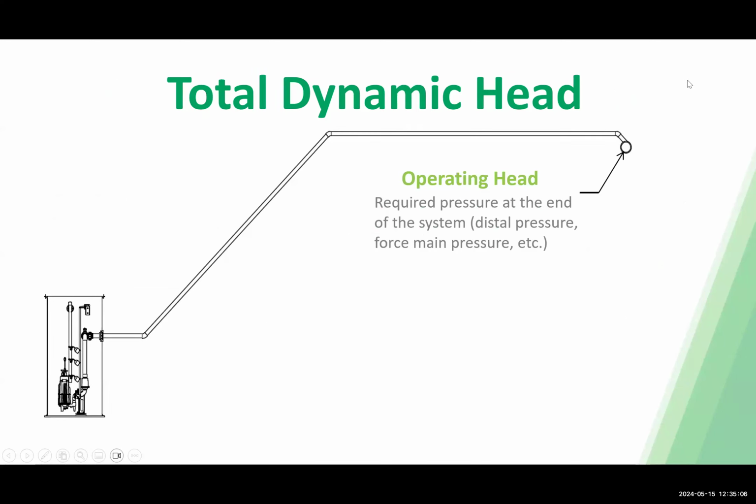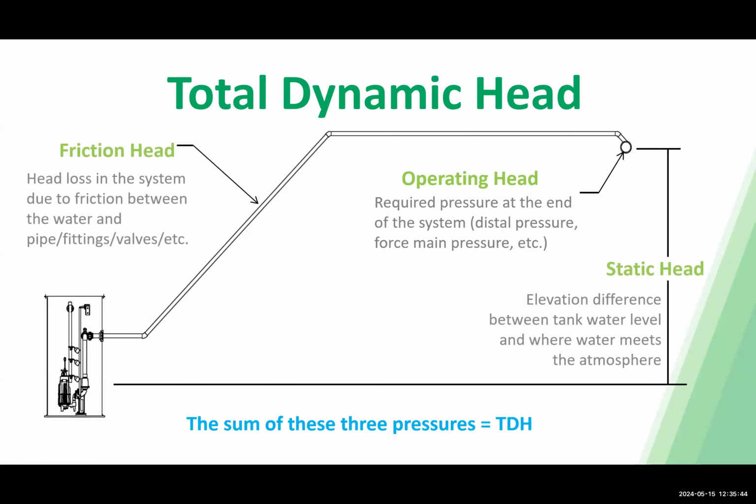This is the required pressure at the end of the system. So if you need to meet a certain distal pressure, that will be calculated in. If you have a certain force main pressure that you need to overcome, such as in a low pressure sewer system, that value is going to be added at the end of your equation. Typically, for most applications, you're not going to see operating head. If you're pumping to something like a gravity sewer system, your operating head is going to be 0, since there is no pressure being put back on your pump from that gravity sewer system. So adding all these three together will be your total dynamic head.